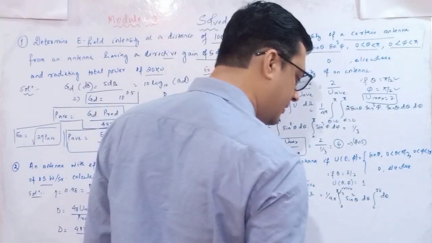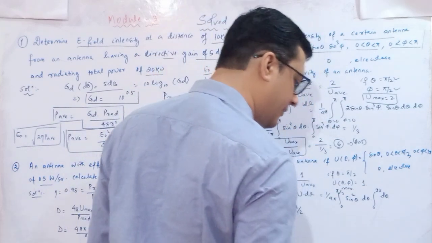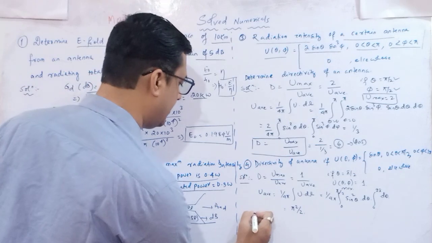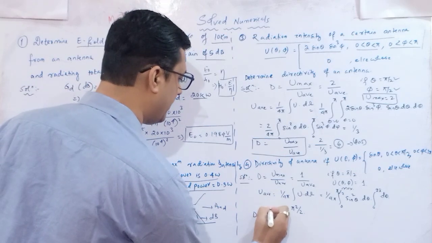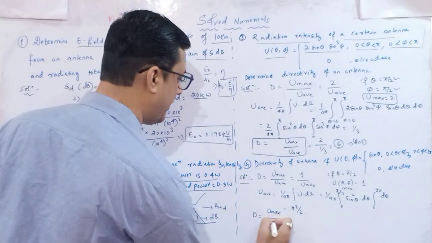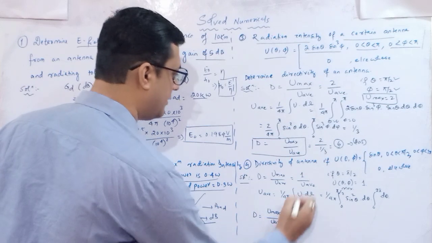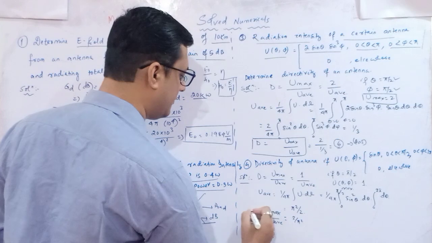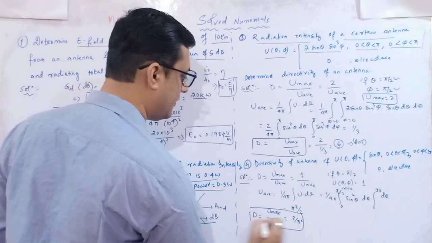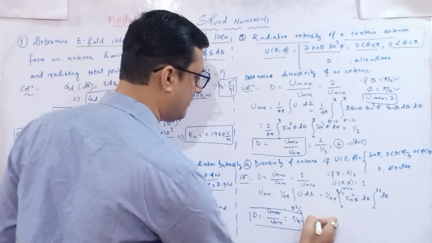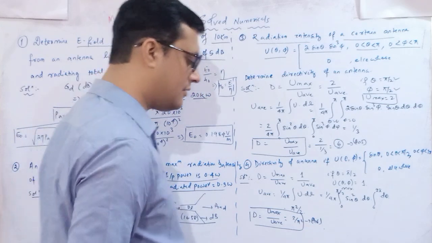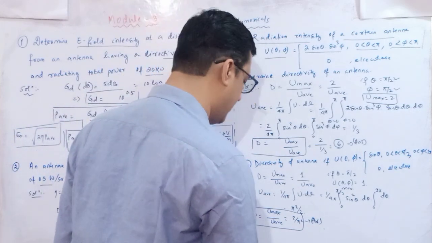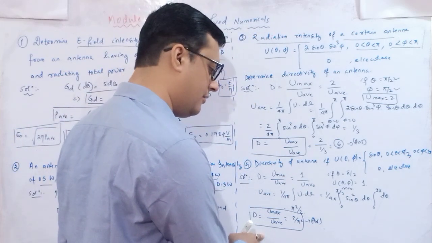So with the help of this pi square by 2 and U max, you can substitute in U max divided by U average. You will get around 2 by pi square. So this is your answer.